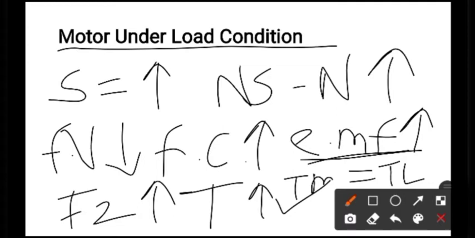Due to the increase in flux cutting, the EMF induced in the conductor also increases, and the motor will produce more torque and it will match the load torque. When the motor torque and load torque are both matched, the speed of the motor is constant. So this is the behavior of the induction motor under load condition. Now we are going to see one example related to the motor under load condition.